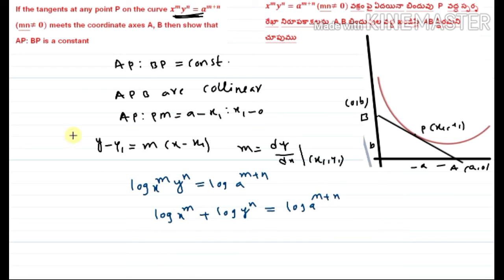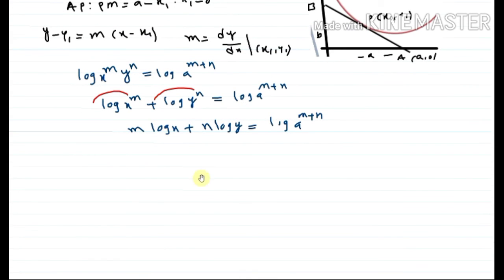Again using one more logarithm formula, log x power m means m log x, this will come to the front. So this is m log x plus n log y is equal to, I am writing this term as it is because this is a constant term. I am not going to change anything from here. Now on simplification, okay, simplification is over.